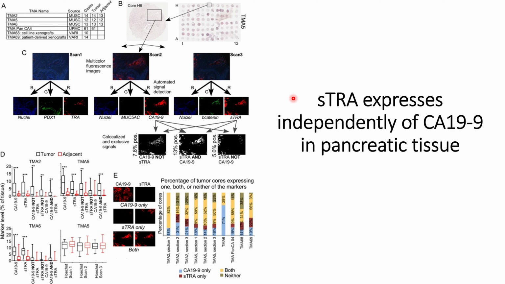I hope you understood how they made the point that sTRA is expressed independently of CA19-9 in the pancreatic tissues. If you need to understand more about these results or experiments in detail, you can go through the reference provided in the description.